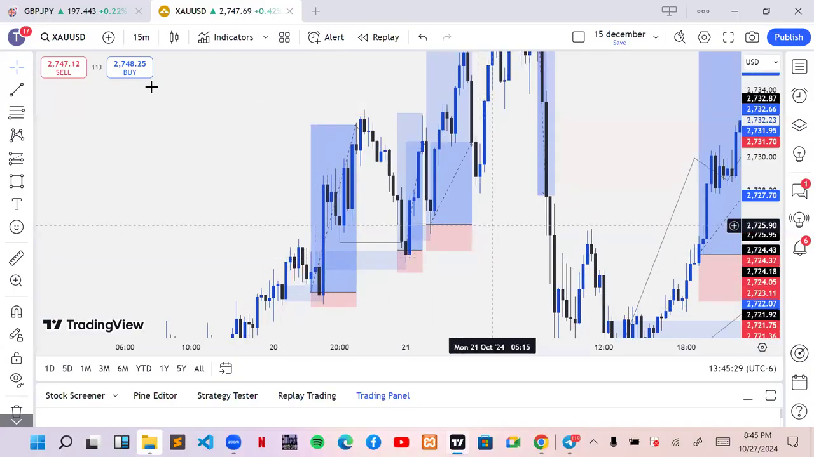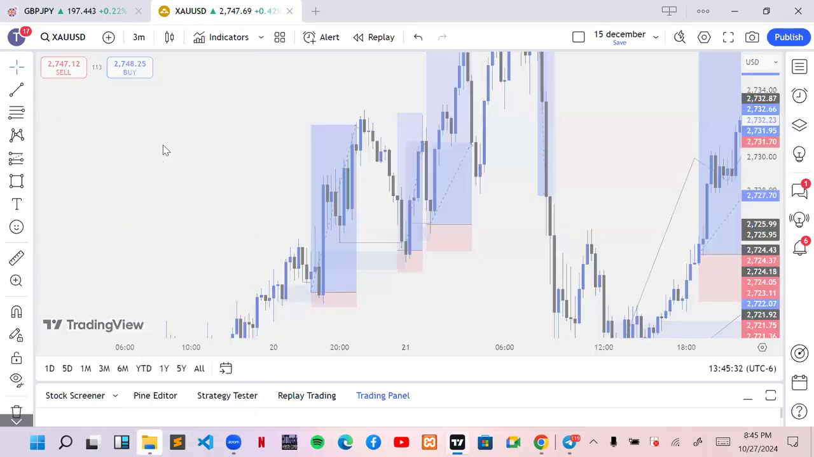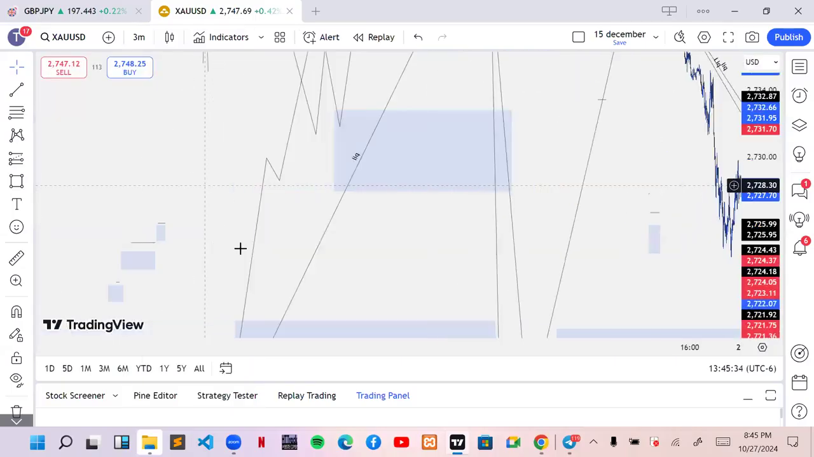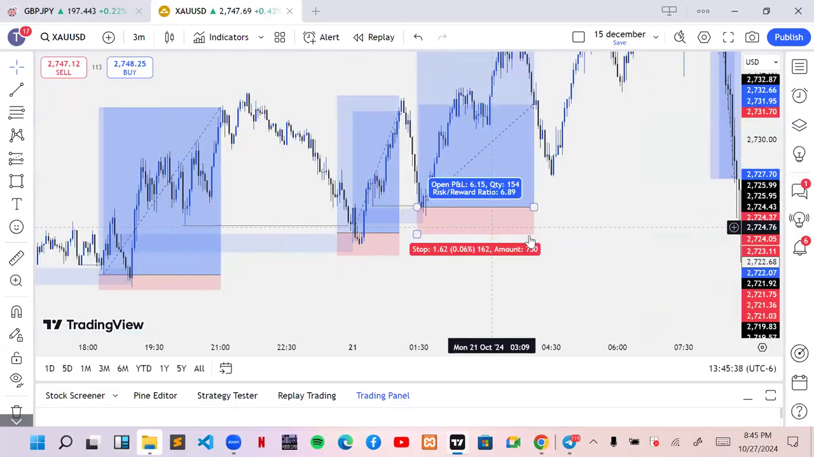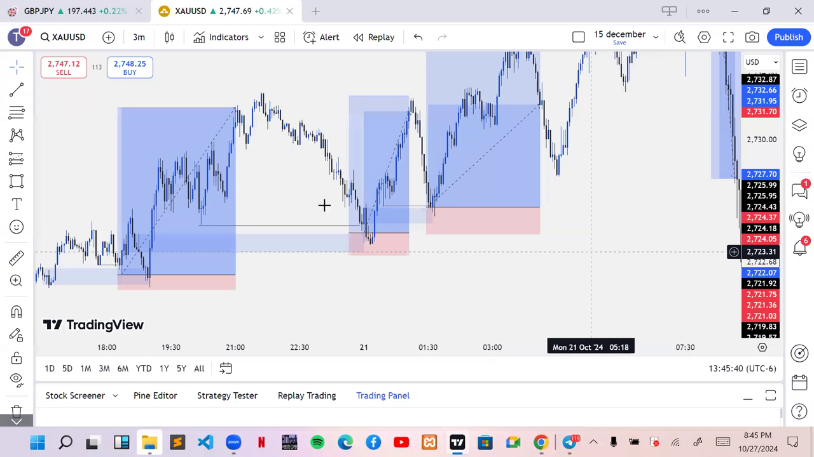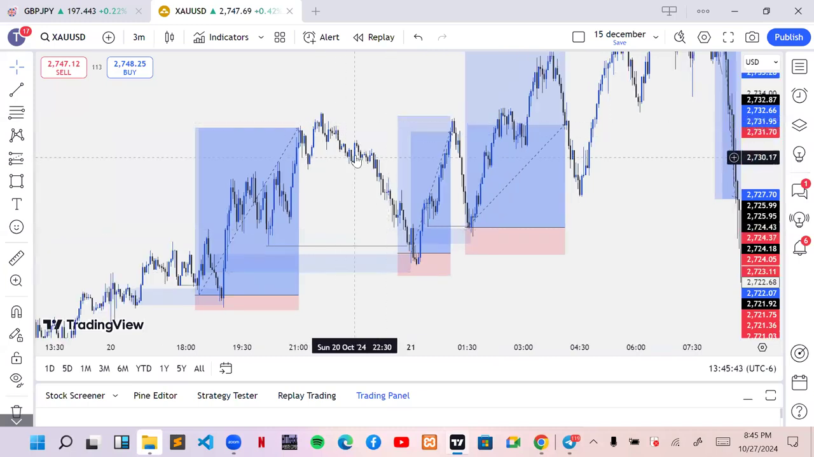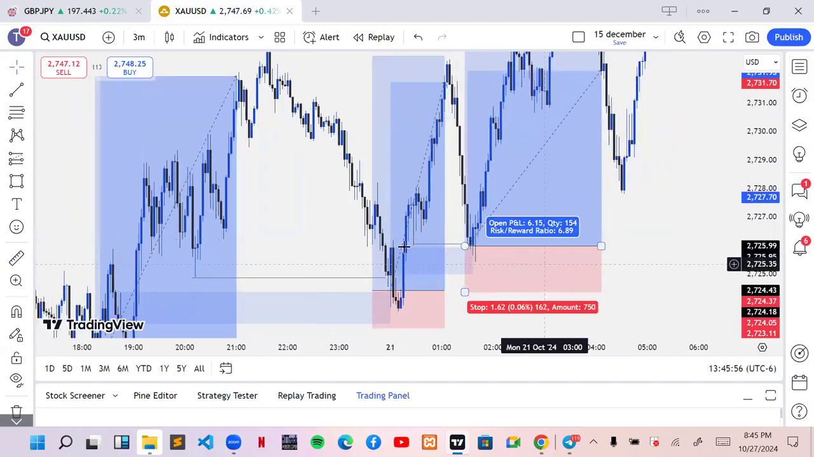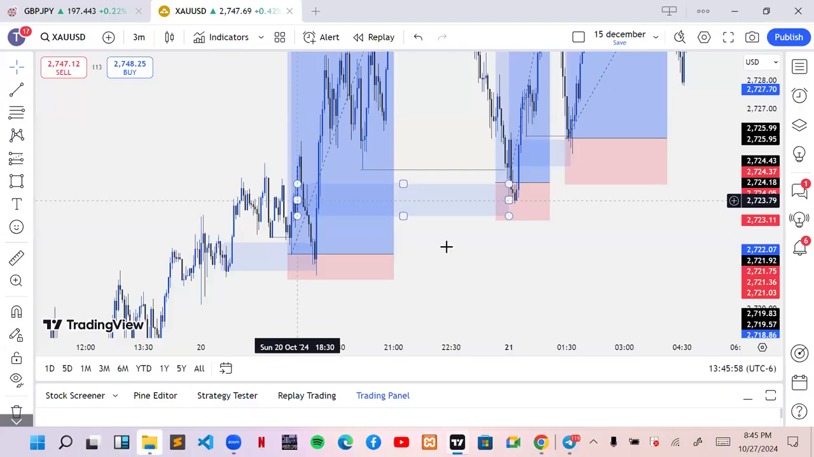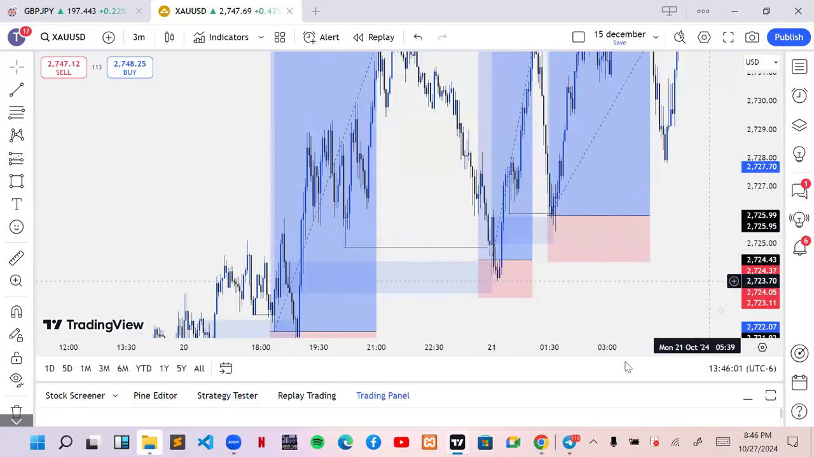For this third entry, it is a breaker block on the 3 minutes time frame, I think. There was also another structure shift here, lower highs and lower lows, lower highs and lower lows. The market shifted and broke this last high. After that, there was this inducement that was formed, and then I used this breaker block here to get my entry for the buy. So that was how I got these consecutive buys. First one, second one, and then this third one.